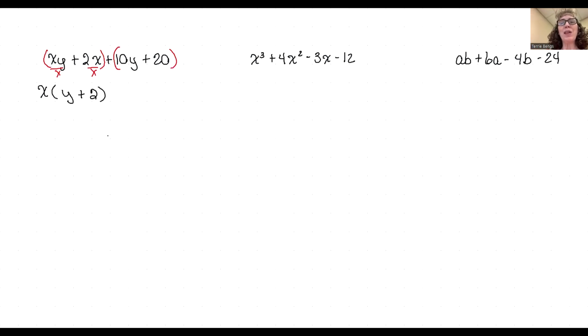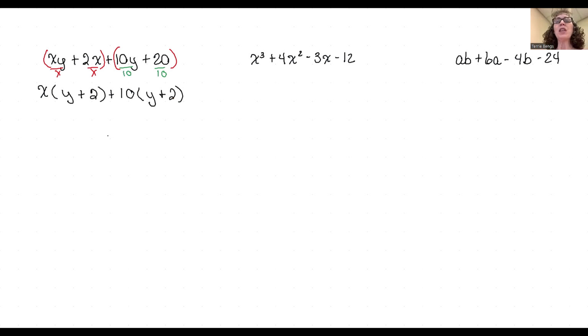Then we know we have a plus sign, so we bring it down, and we're going to do the same thing for this second set of parentheses. What do those two things have in common, a 10y plus a 20? Well, they both have a number in common, and if you think about it, 10 can divide into both numbers evenly. So we're going to bring that 10 outside. That's going to be our greatest common factor. And if you remember, we divide both things by that greatest common factor. When we do that, the 10s cancel, leaving us with just a y, and the 20 divided by 10 would just be a 2.